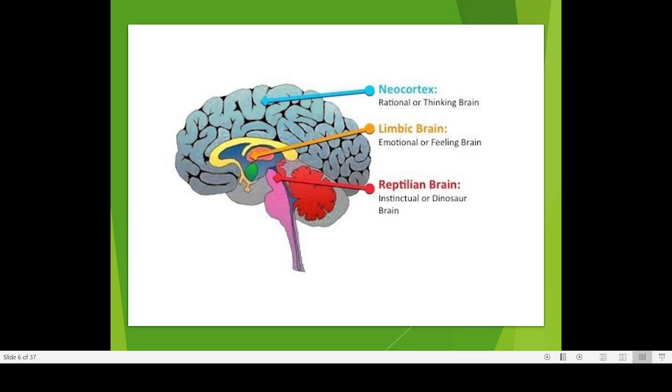Whereas there is another part known as the limbic brain, that is on the inner side. Our emotions and feelings are all centered in that region. And the third portion is the reptilian brain or instinctual brain. People also call it the dinosaur brain because in the age of reptiles they did not have so much thinking capacity. They are mainly responding by natural instinct.